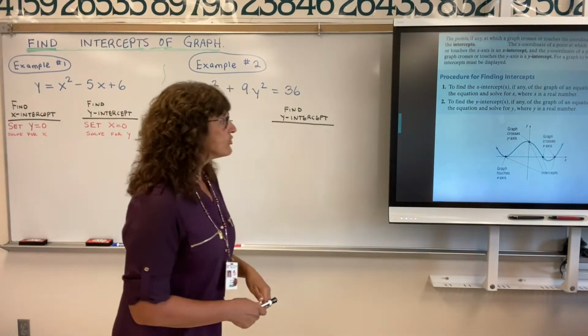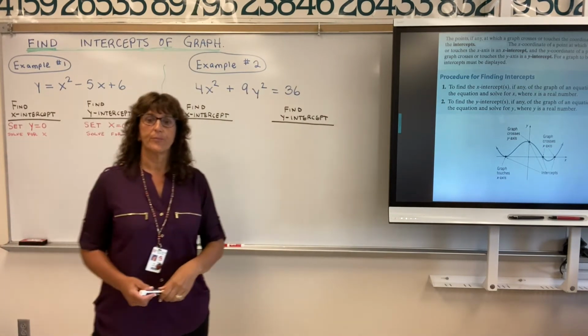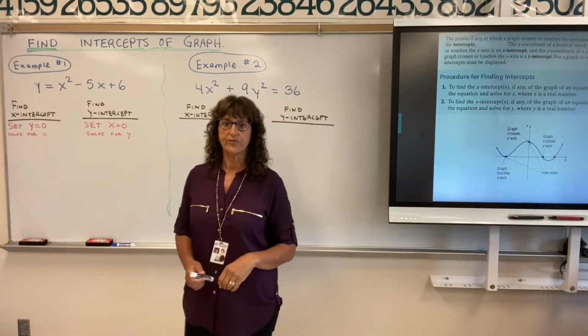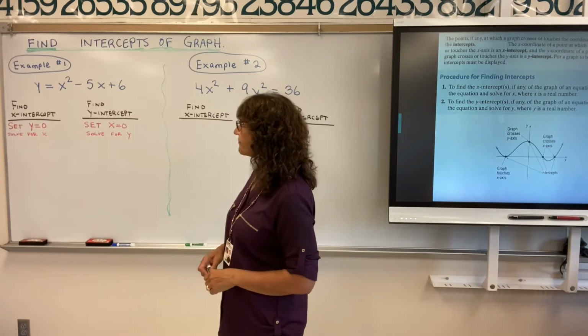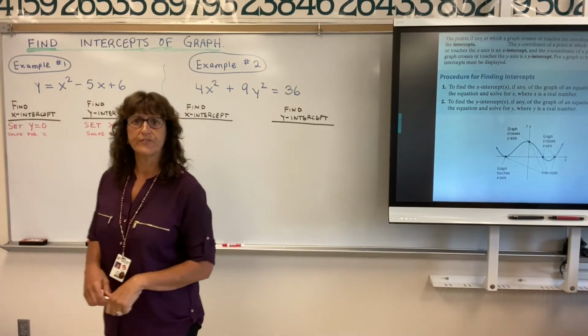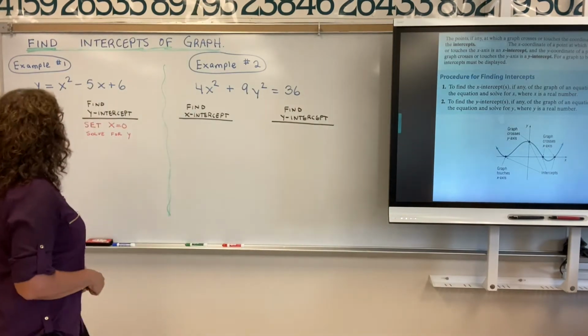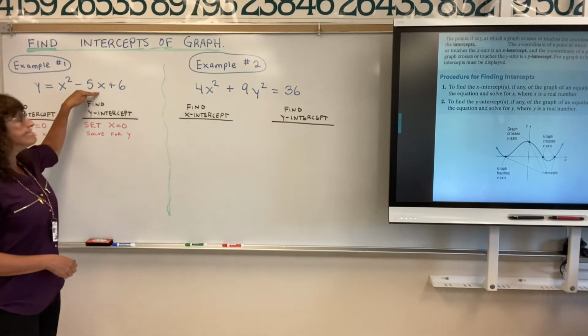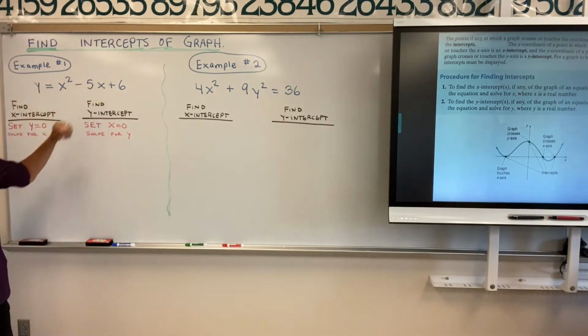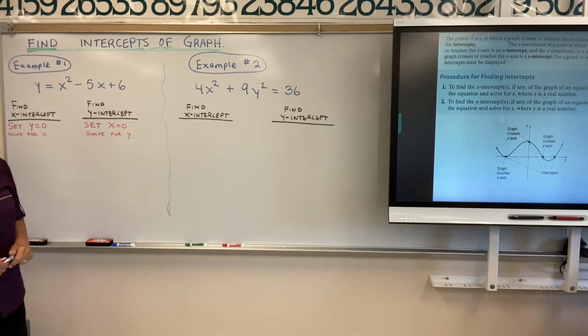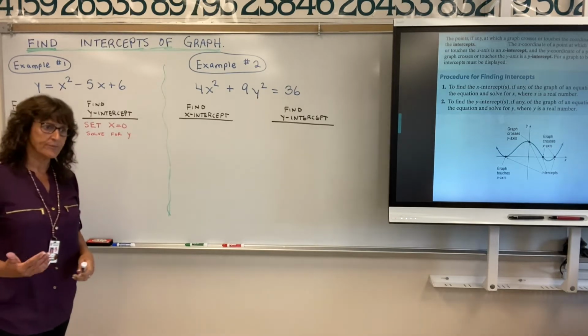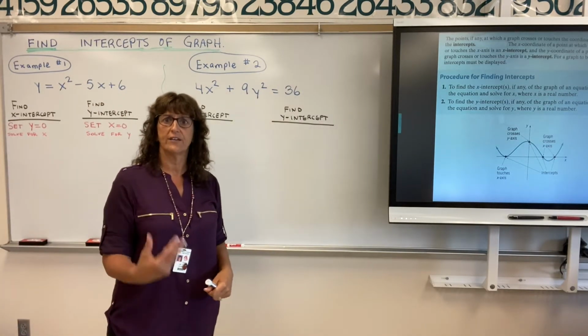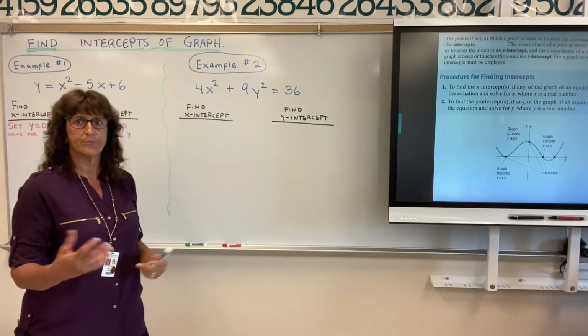All right, so let's take a look at some of the examples up here on the board. We'll do a total of 3 examples, three different styles of examples. Our first example right here, we have y equals x squared minus 5x plus 6. We want to find the intercepts for the graph. Finding the intercepts will help you graph it, especially by hand.